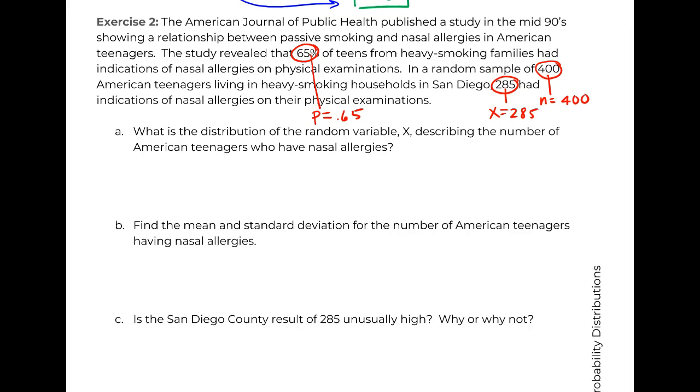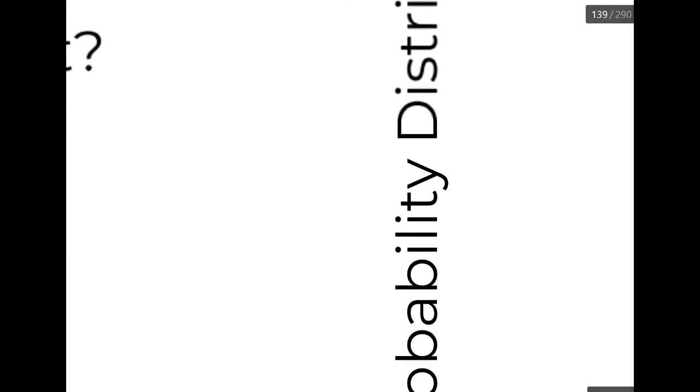And we know that our success is nasal allergies, and we could check BINS if we wanted to. Binary outcomes, nasal allergies or not. Independent, they were randomly selected. Yep, random sample. And that's our fixed number of trials. And our probability is 65% regardless. So we have our binomial.